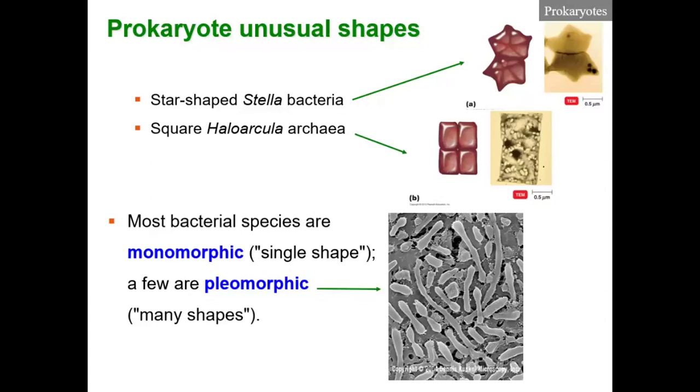Usually when we're talking about pleomorphic, we're talking about the shape of the cell in any one given environment. It does not usually mean the shape of the cell in different environments. There is one species that I know of that takes on a different shape depending on what environment it is in.